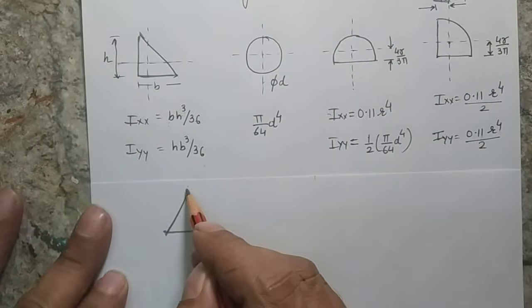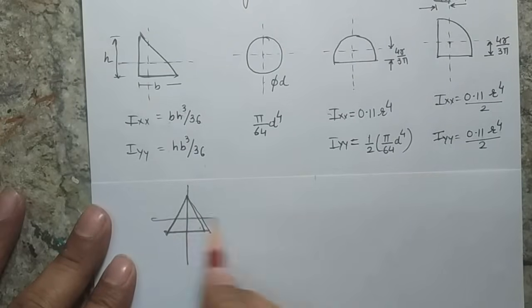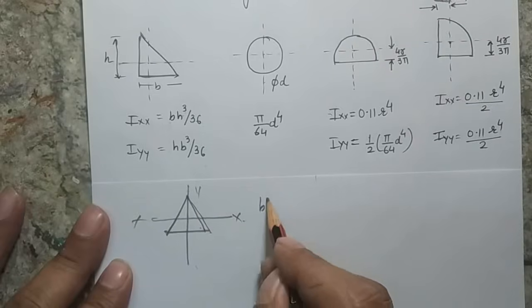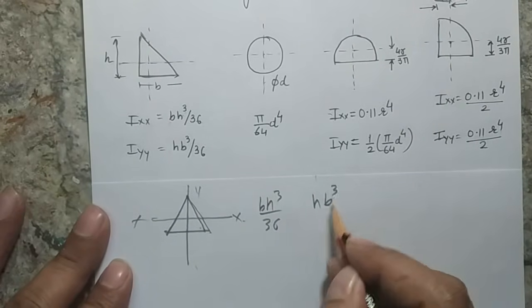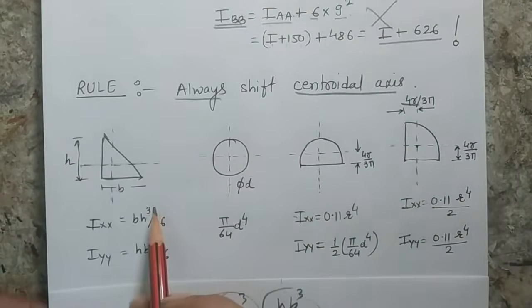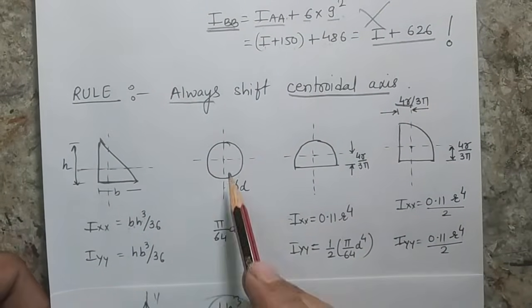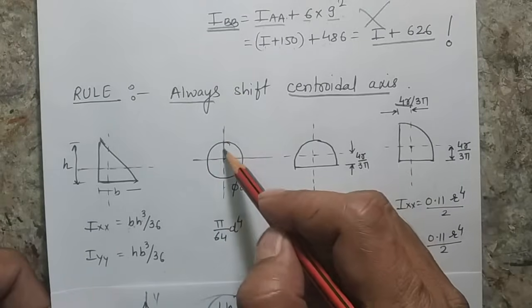other kind of triangle which is not a right angle triangle, if I am interested in finding the moment of area about these two centroidal axes, one of the centroidal axes gives BH cubed by 36, but the other centroidal axis gives HB cubed by 48. But if you are talking about the right angle triangle, these two values are similar, only B and H are interchanged.